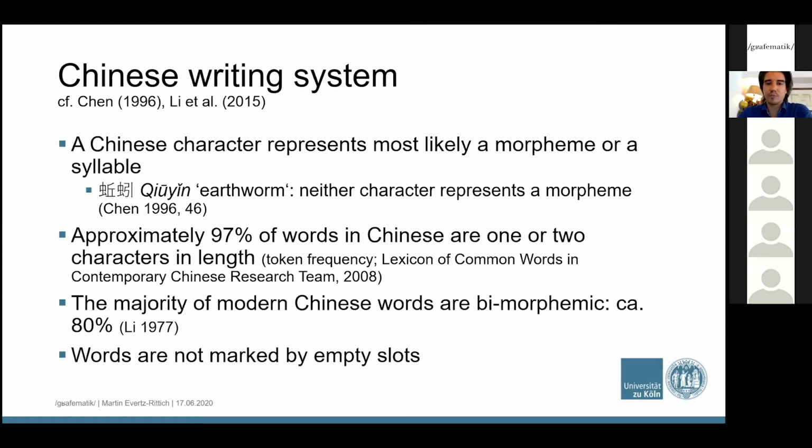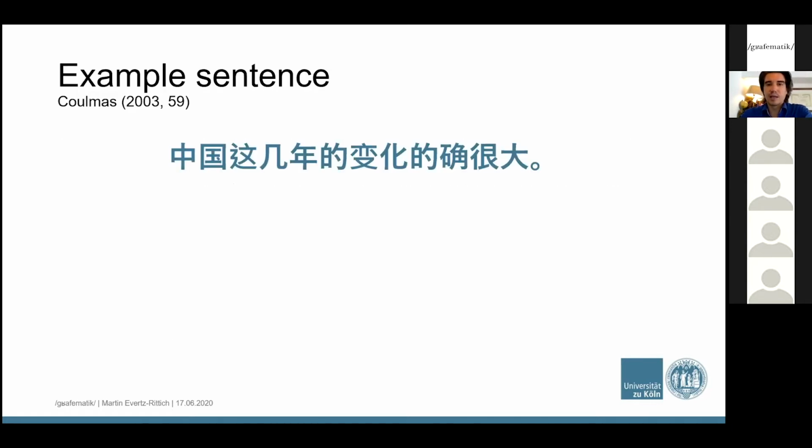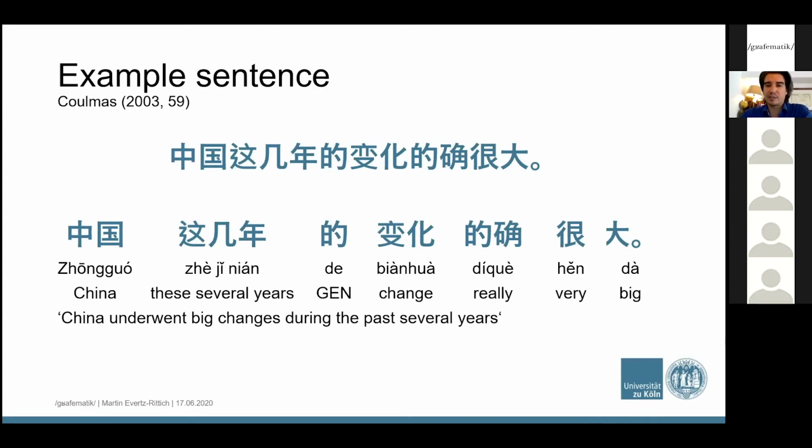For instance, in "earthworm", neither character represents a morpheme on its own, but those characters together are one morpheme, while each character represents a syllable. Approximately 97% of words in Chinese are 1 or 2 characters in length. The majority of modern Chinese words are bimorphemic, and still words are not marked by empty slots. This is an example sentence I took from Kulmas. You see there's no interword separation, but you can analyze it like this. So you have more than one, of course, syntactic word here.